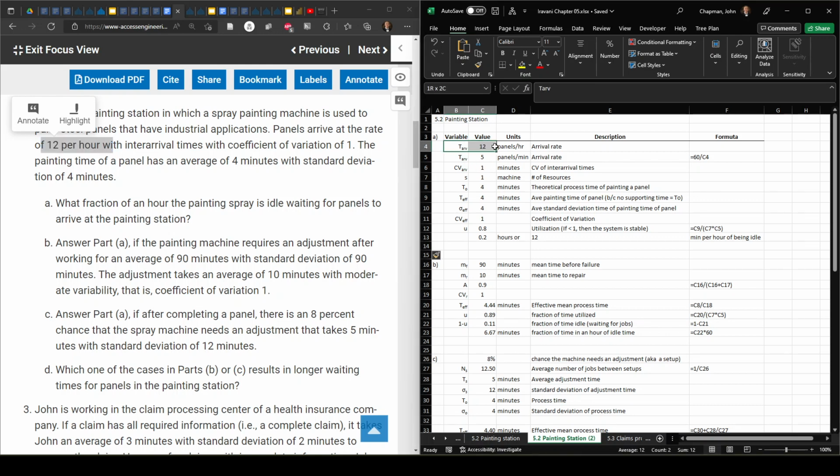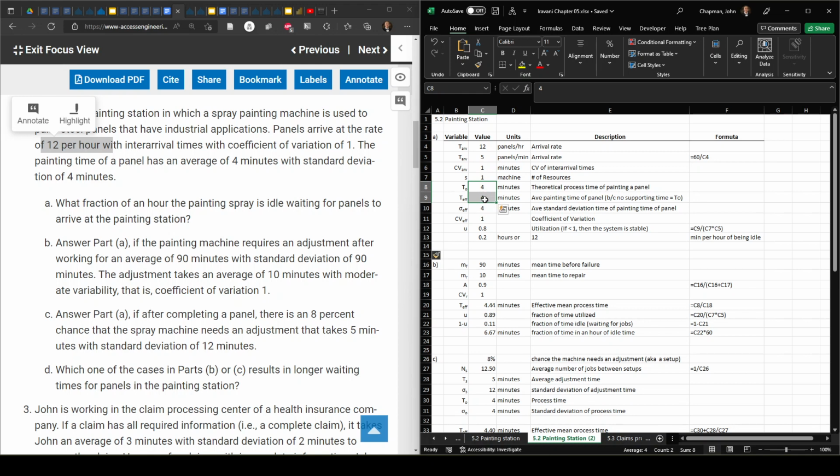So I'm going to take that 12 panels per hour and put that in a minute format. I'm going to divide 60 by 12 per hour, which gives us 5 minutes between panels, with the coefficient of variation of the arrival time about 1. The painting time has an average of 4 minutes, standard deviation of 4 minutes.